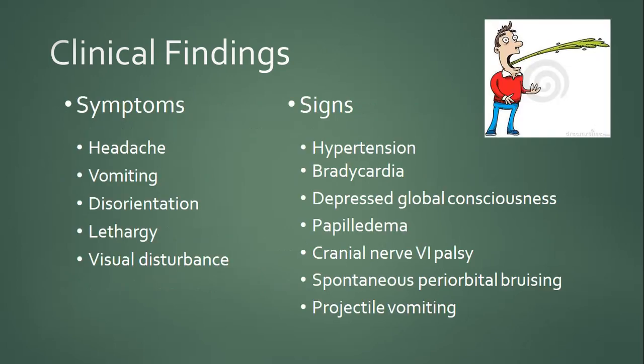Then there can be associated symptoms like vomiting, disorientation, lethargy, visual disturbances, and then there can be different signs like hypertension, bradycardia, depressed global consciousness, papilloedema, cranial nerve palsies, especially the sixth nerve palsy, spontaneous periorbital bruising, projectile vomiting.